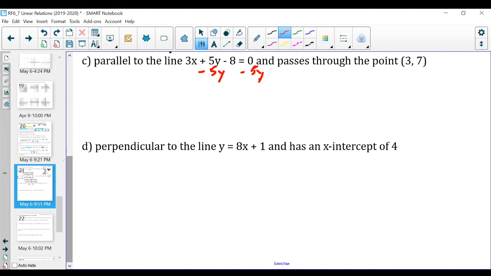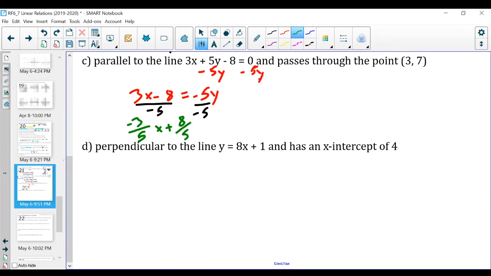So I'm going to subtract 5y from both sides, and I'll end up with 3x minus 8 is equal to -5y. And then I can divide both sides by -5. So divide by -5 and divide by -5. So finally, we're going to end up with -3/5 x plus 8/5 is equal to y.